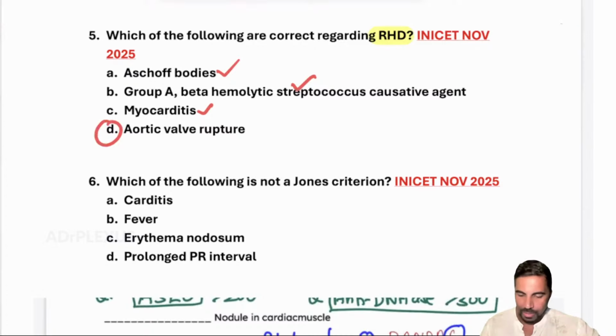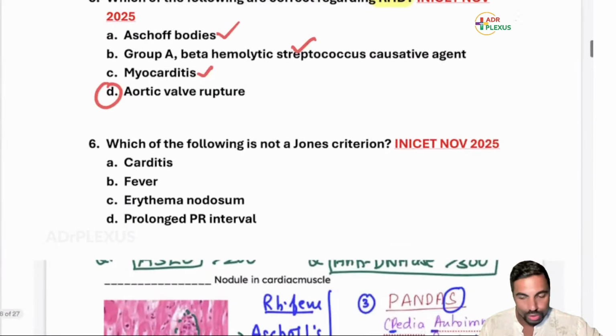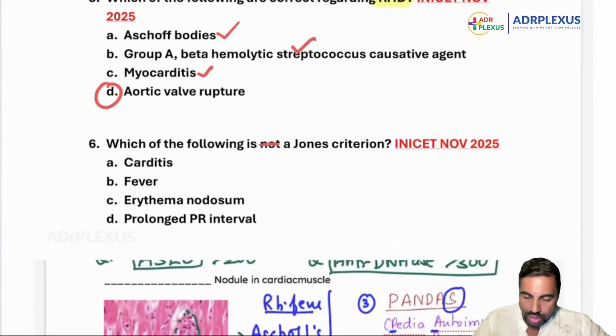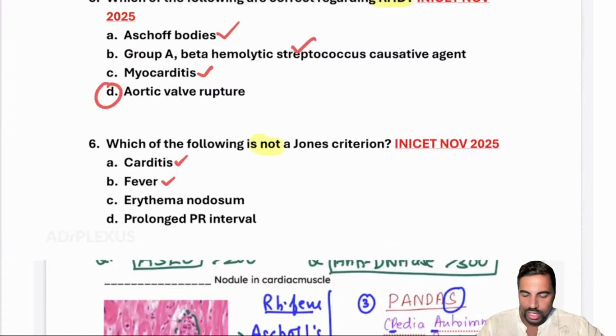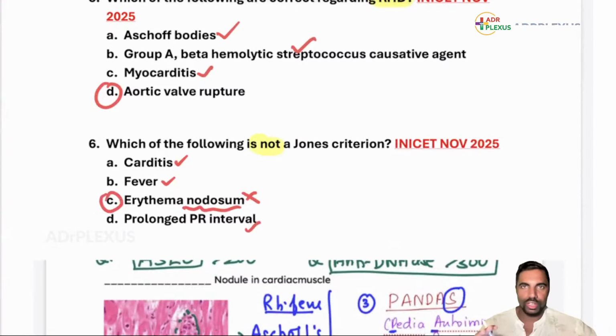Same again: which of the following is not a Jones criteria? Okay, it is not a Jones criteria. I don't know if it's the same question or a different question, but here there's a different option. Carditis, fever, definitely. Erythema nodosum, that is the important point here. Prolonged PR interval, yes. It's not nodosum, it is marginatum. So if that was there, that is the wrong option. Whatever is given, you just predict it.